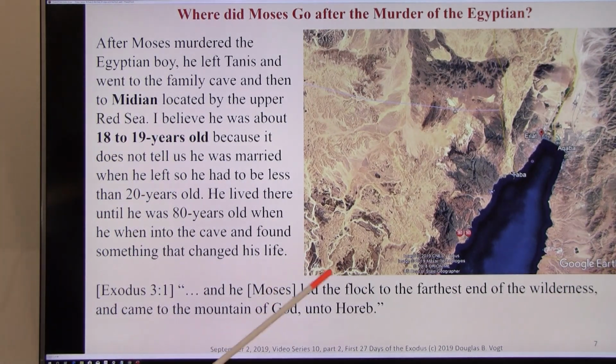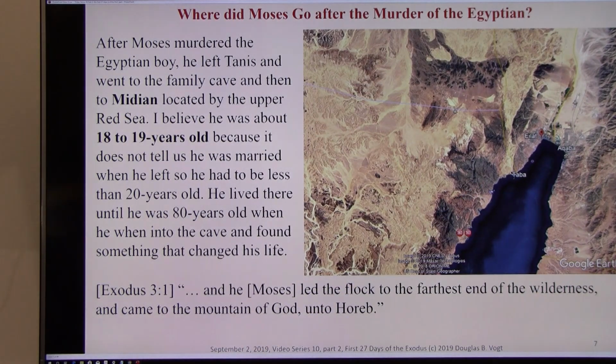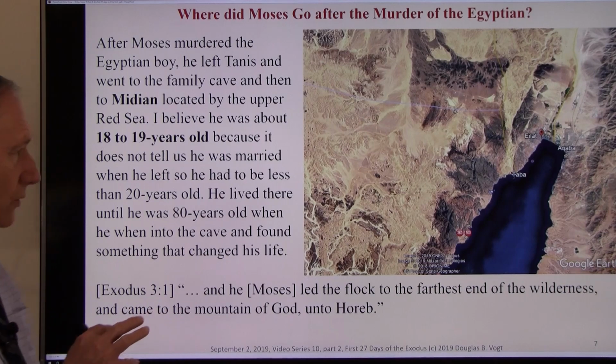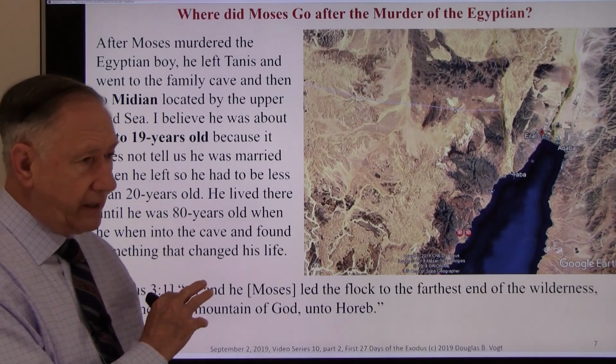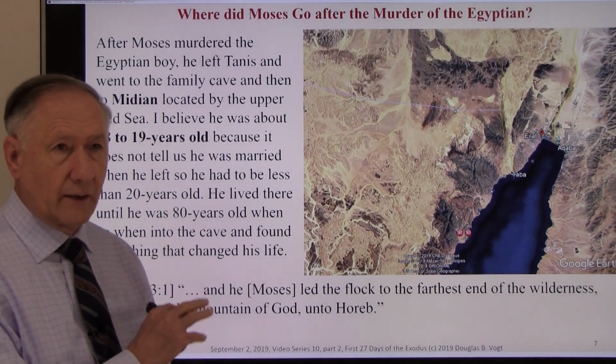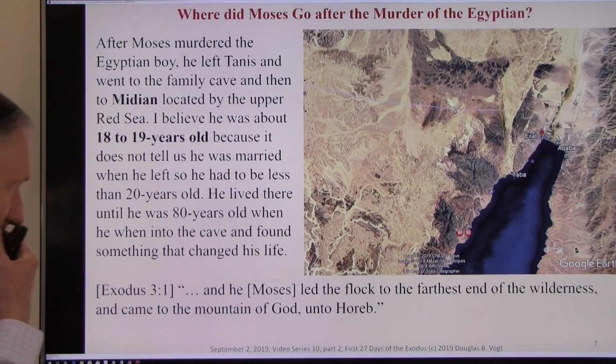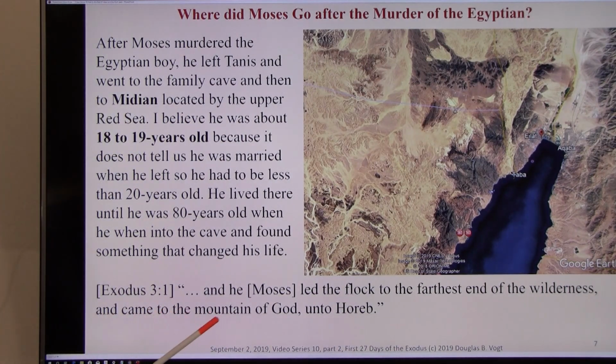So anyway, I think when he finally got here, he had enough money to basically buy a wife, and that's who Zipporah was. And it says, and Moses led the flock to the farthest end. Okay, after he's there, and he's already at this point, when the story starts here, he's already either 79 or 80 years old. So he's introduced in Exodus 3:1, and Moses led the flock to the farthest end of the wilderness and came to the mountain of God unto Horeb.